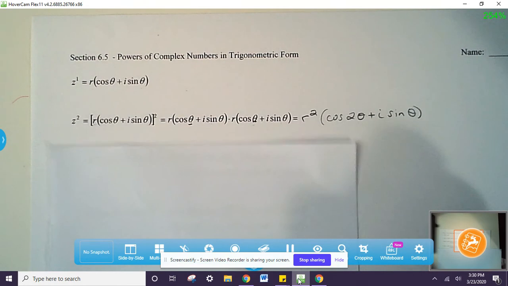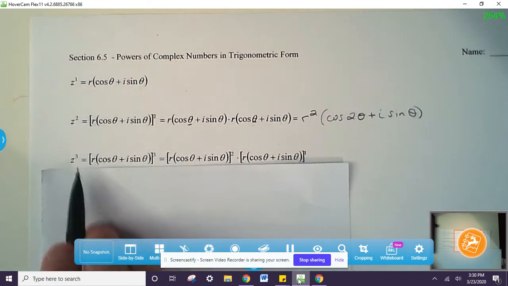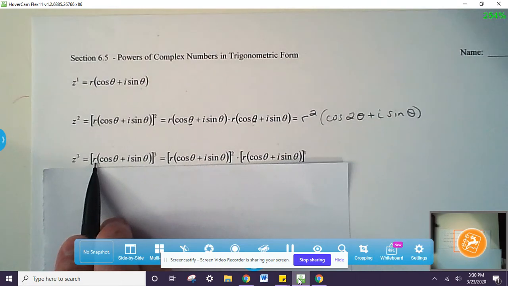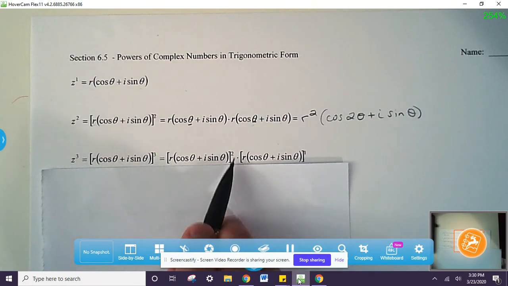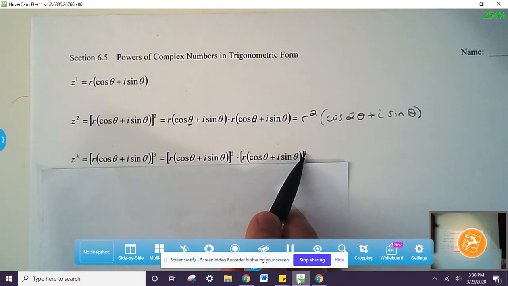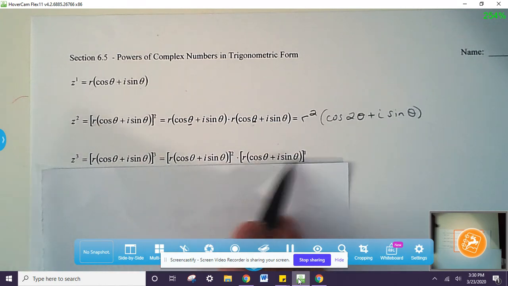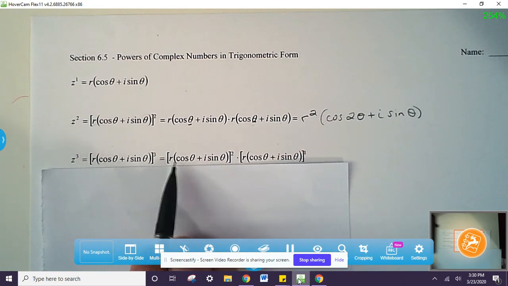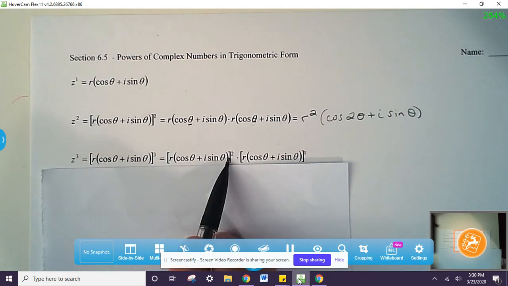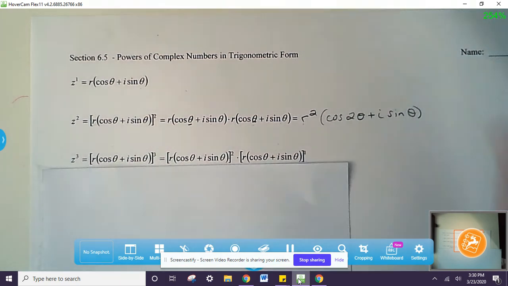And then if we want to raise a complex number to the third power, there's a lot of different ways we could go about it. One way is to raise it to the second and then multiply it times the complex number in trig form to the first. Because if we have something to the second power times the same thing to the first power, that's the same as raising it to the third. Well, we just figured out a formula for raising this to the second power. That's r squared times cos 2 theta plus i sine 2 theta.